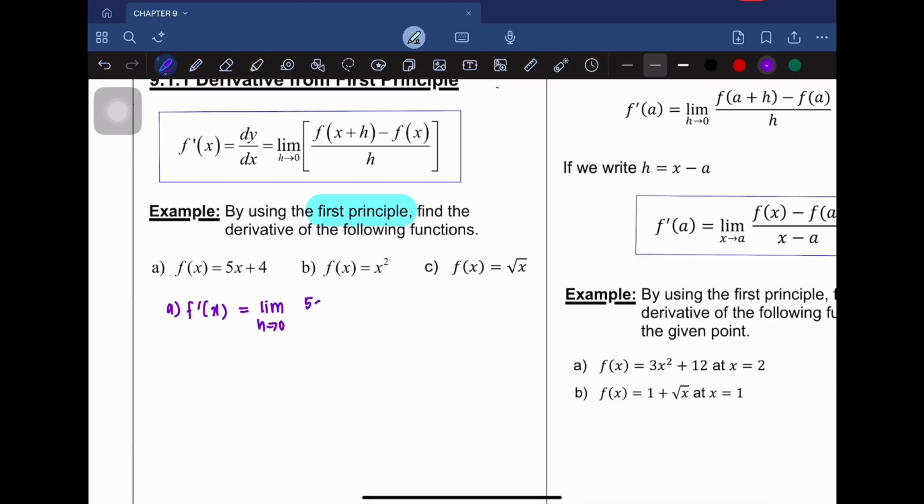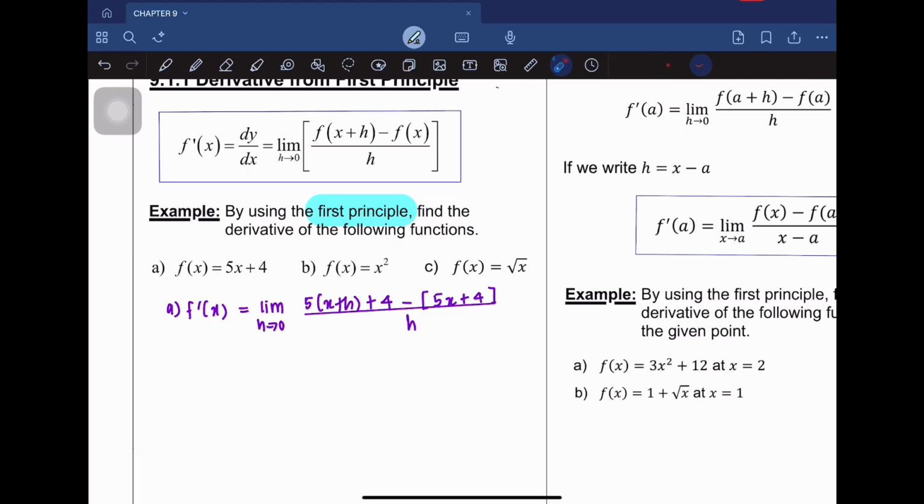So dia jadi 5(x + h) + 4. Okay, sini tukar jadi x + h. And then minus f(x). So minus f(x) awak adalah this one lah. Okay, so 5x + 4. Okay, so remember, if ada negative, make sure you put your bracket, over h.